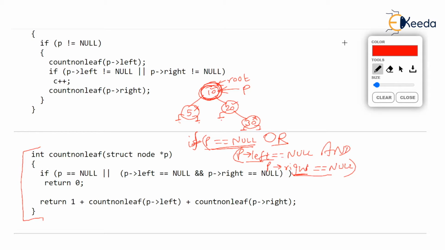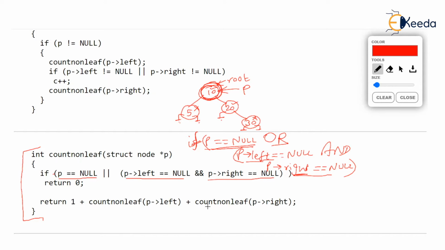So check this count non-leaf. First we check the base case. Base case is, are we talking about an invalid node? Is P null? Then forget it, return 0. Or are we talking about a leaf node? Are we at such a node where P arrow left and P arrow right are both null? Then also return 0. So we are not interested in invalid nodes and we are not interested in leaf nodes. But what if this if is totally false? Then the next line will run, isn't it? Which says return 1 plus count non-leaf plus count non-leaf.